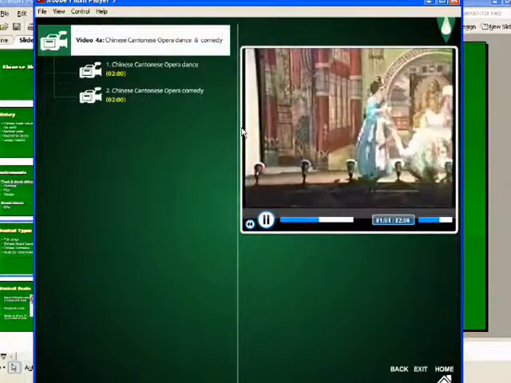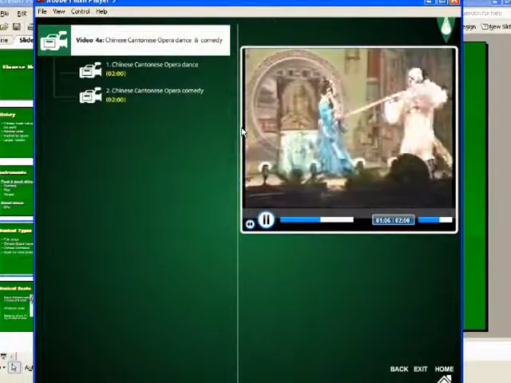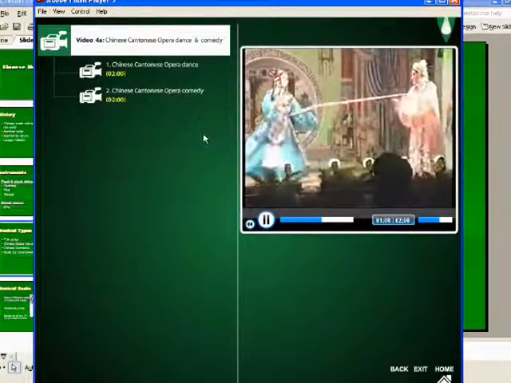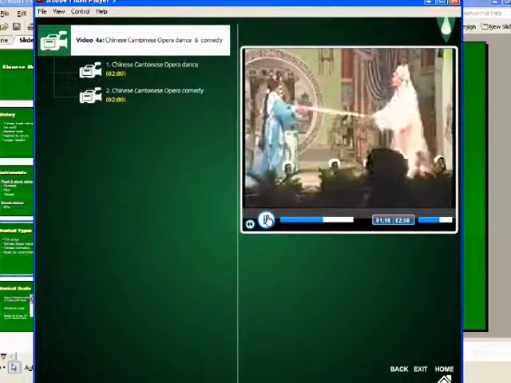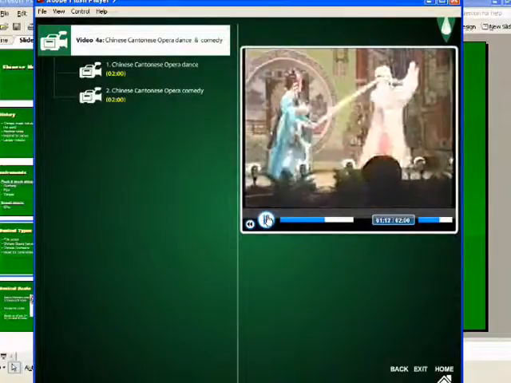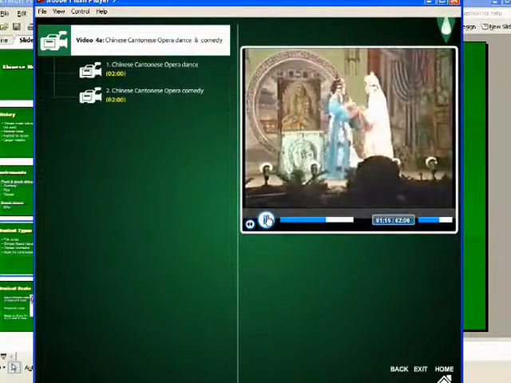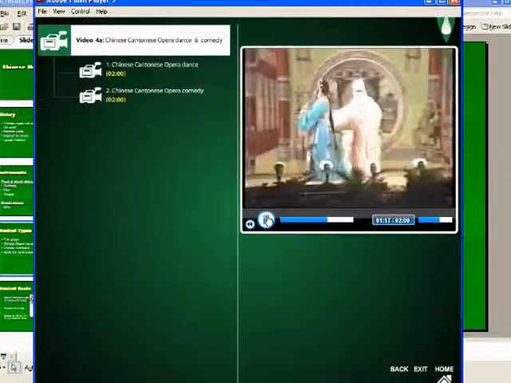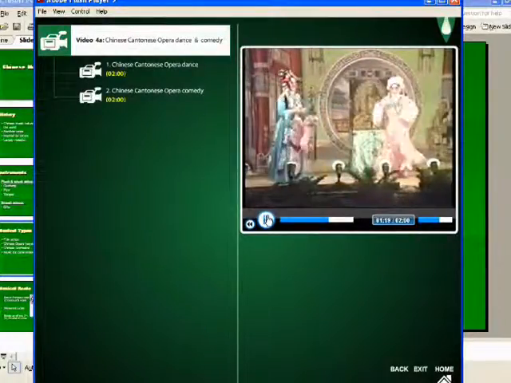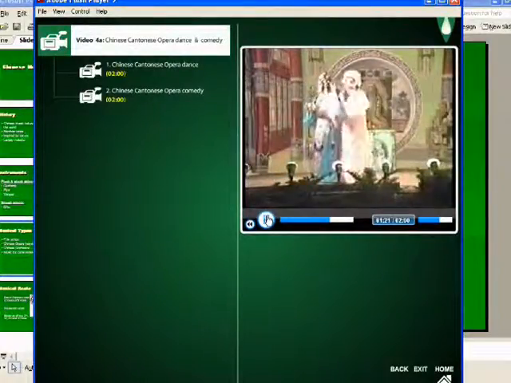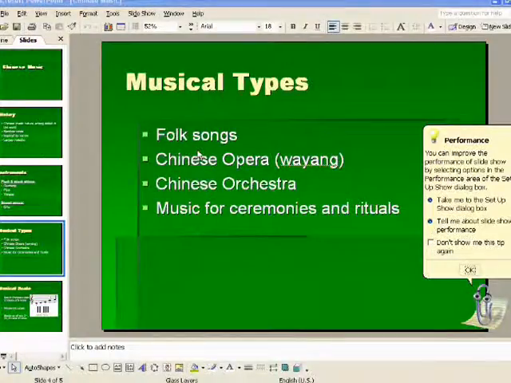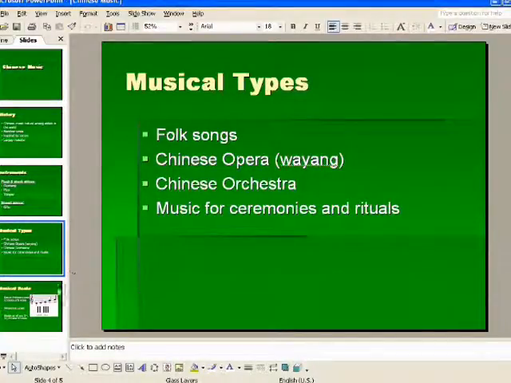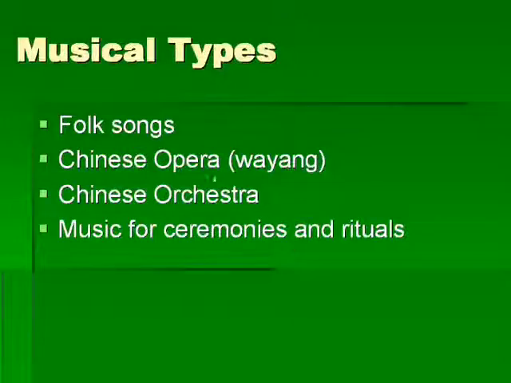You can hear the erhu accompanying at the back. Okay. So that is an example of the Chinese wayang, as well as the music that is heard at the back.